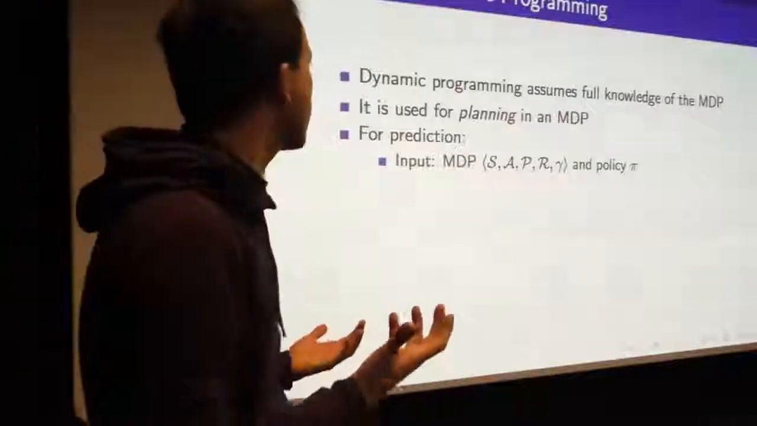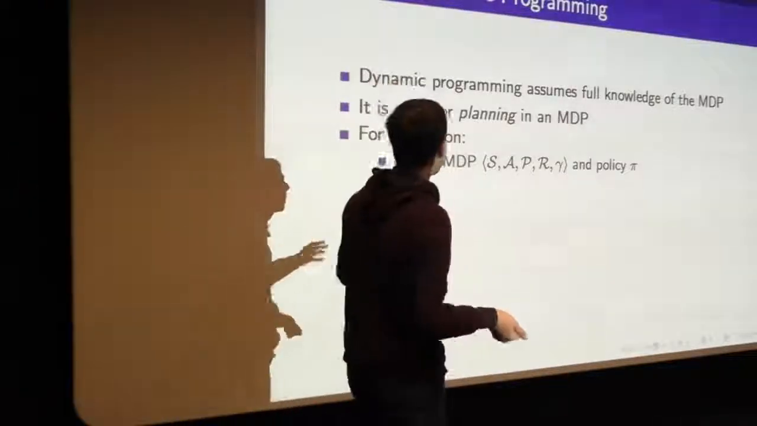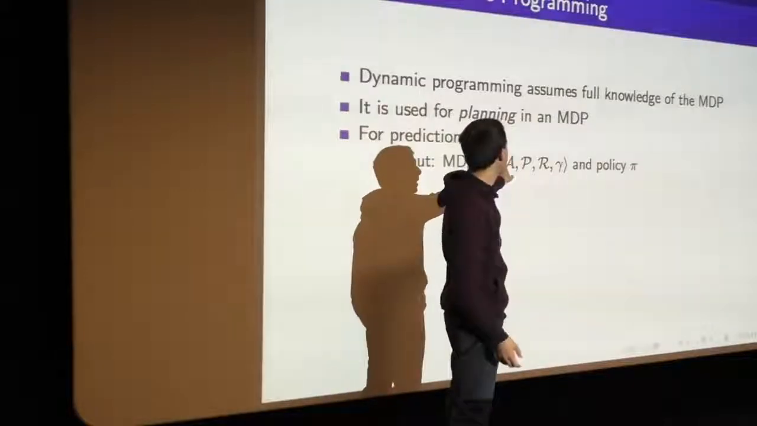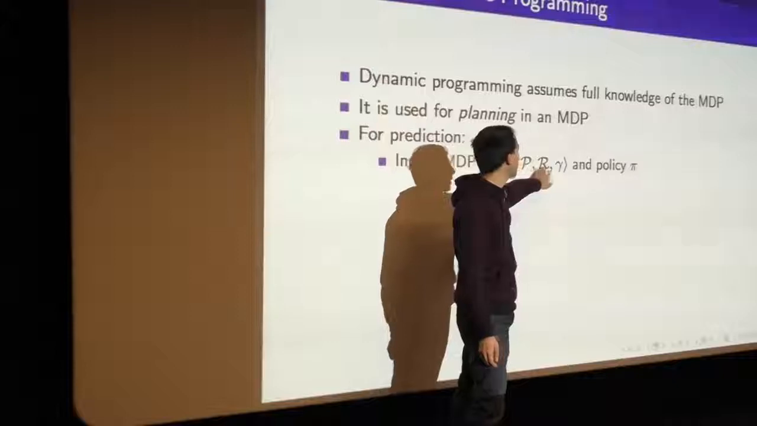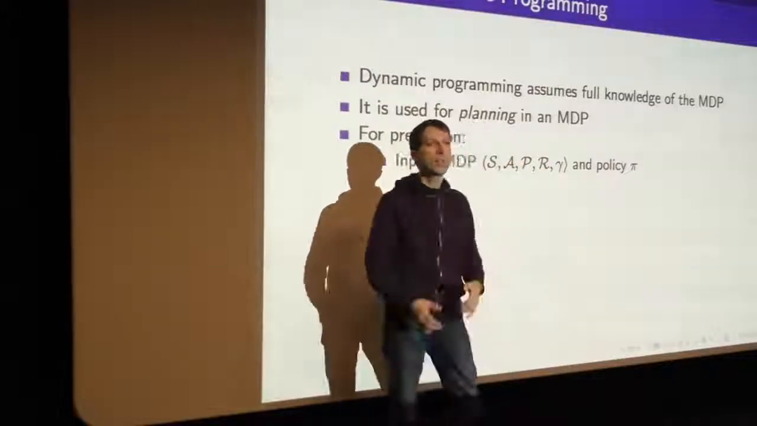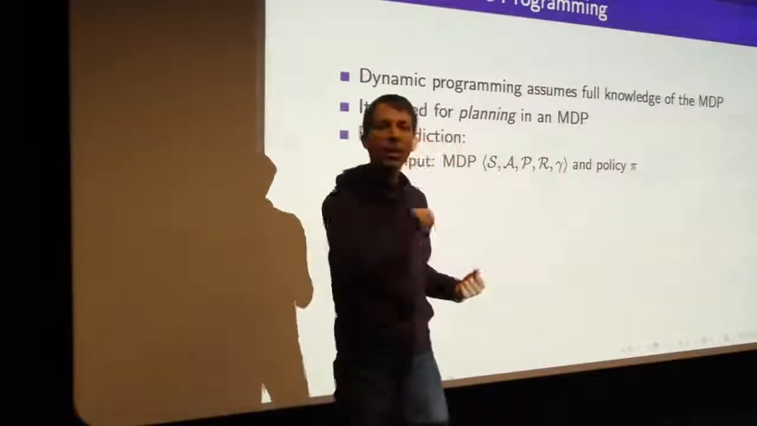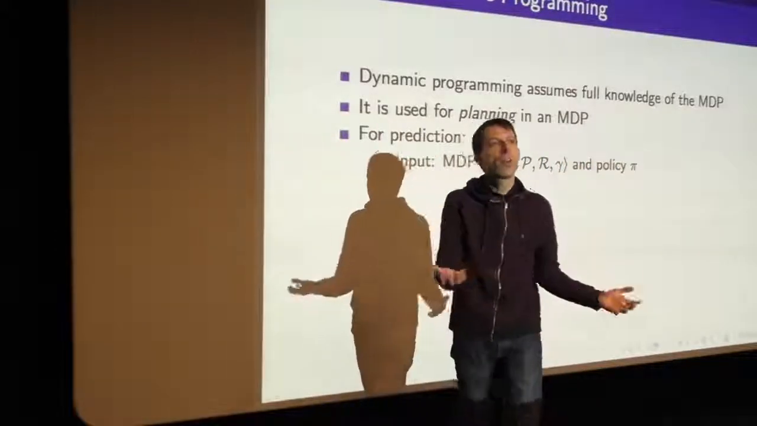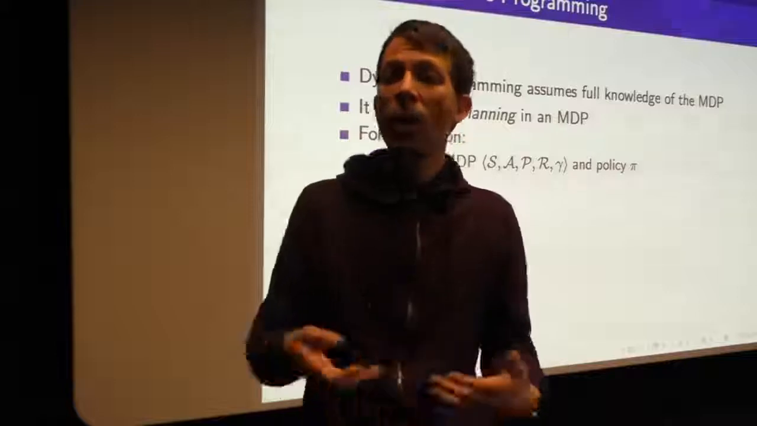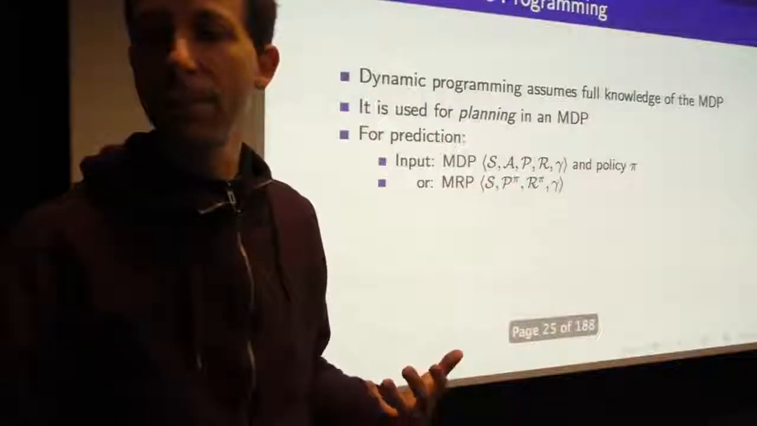So what does that mean? Well, it means that someone tells us an MDP. Remember, an MDP is a state space, an action space, our transition dynamics, a reward function, and a discount factor. It's just our standard MDP. But they also give us a policy. They say, for example, if you're going to wander around randomly in this world, then what I want to know is how much reward will you get in that world?